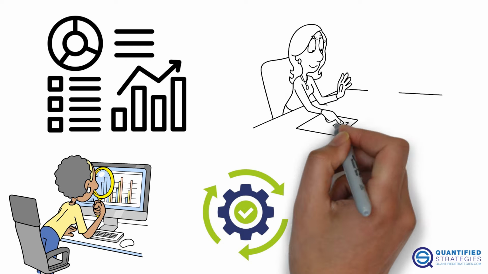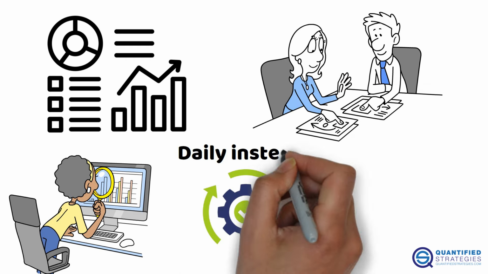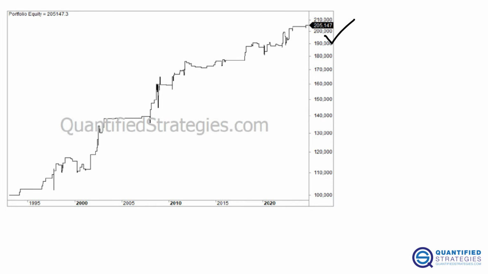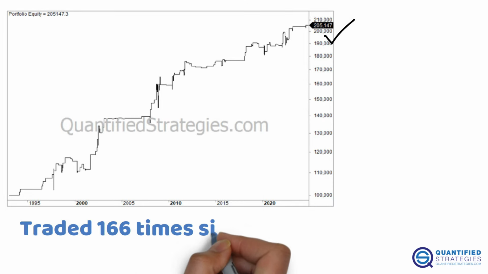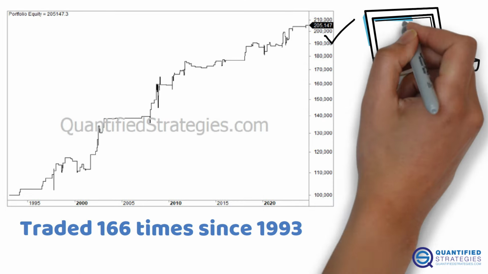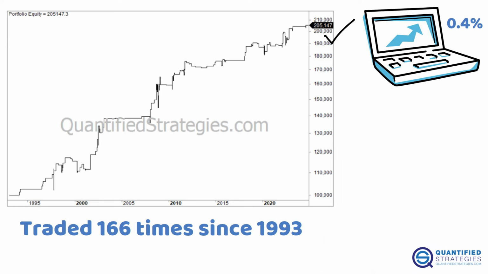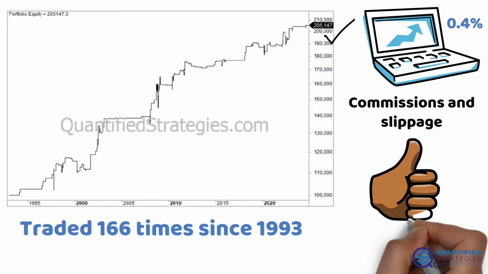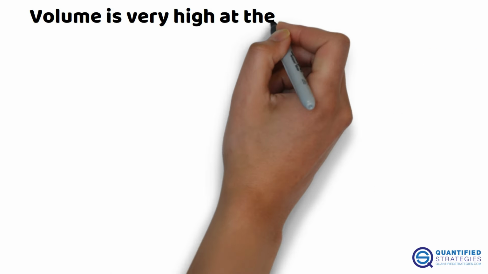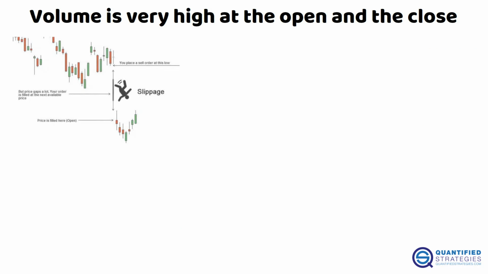We have a second day trading strategy that uses daily instead of intraday bars. This is a long strategy and has traded 166 times since 1993 with an average gain per trade of 0.4% after commissions and slippage. We think this is pretty good, also because volume is very high at the open and the close. Slippage should be minimal.